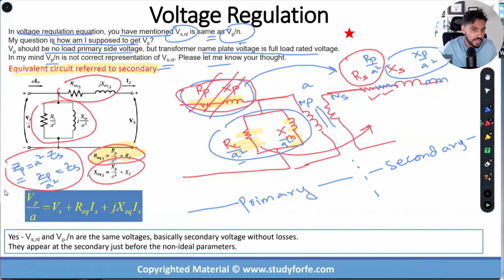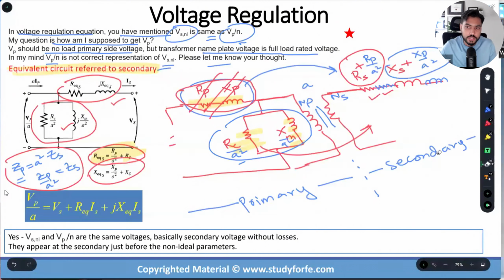Now the equivalent emphasizes that there is a Rs plus Rp by A square component and Xs plus Xp by A square component. You guys are good with this? What about the input voltage? Now, here is the catch, guys. So if I have moved these parameters over, please pay attention to this carefully.